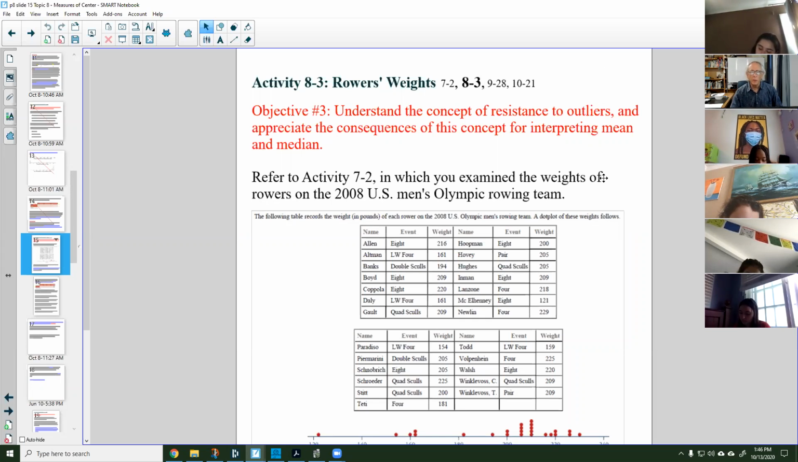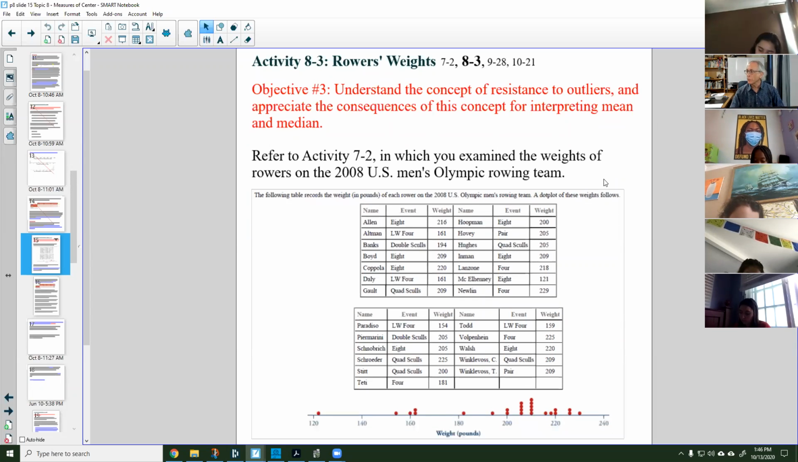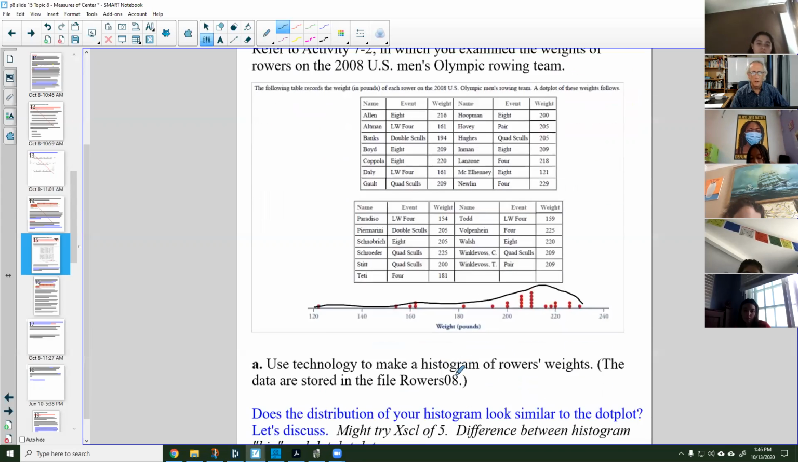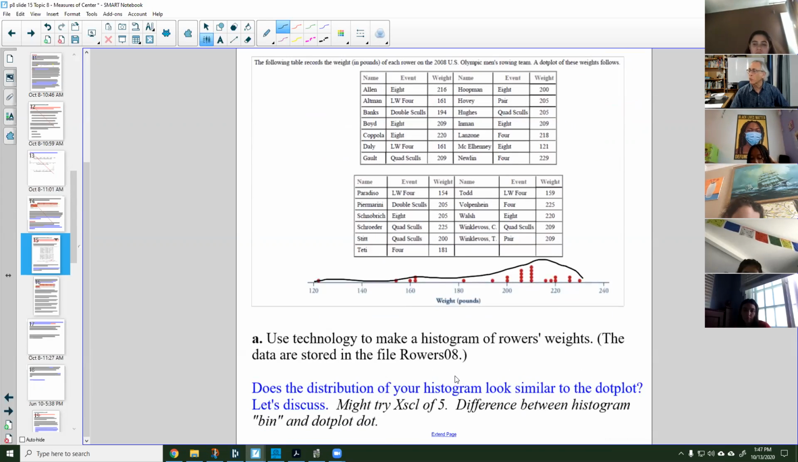All right, so do you remember this is the rowers. These are the Olympic rowers. And this was the histogram, or the dot plot, so to speak, of their weights. And if I remember properly, we said that this was a skewed left distribution, which I think is probably pretty accurate. Okay, well, let's make a histogram of the rowers' weights. We didn't do that yet, did we? Okay, great.